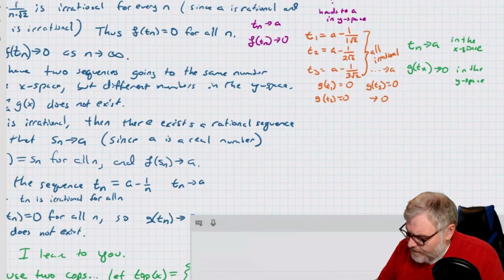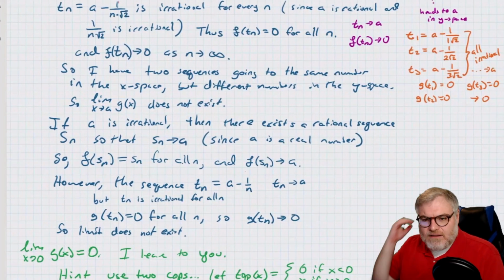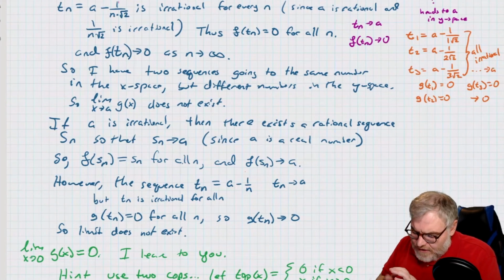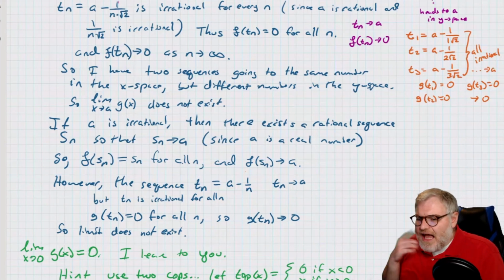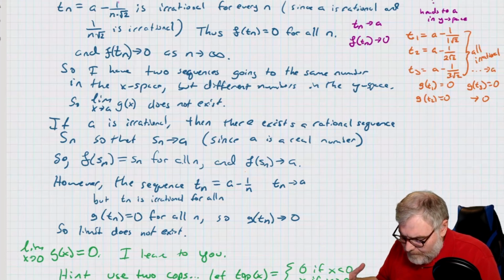So I have two sequences going to a in the x space, but they go to different places in the y space. So the limit as x goes to a of g of x does not exist. Likewise, if a was irrational, it's kind of the same thing, only I'm going to choose Sn.